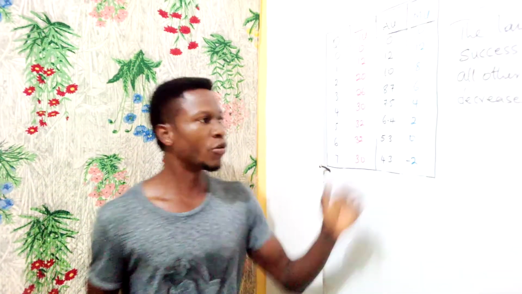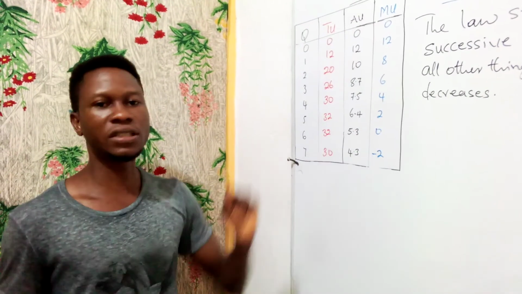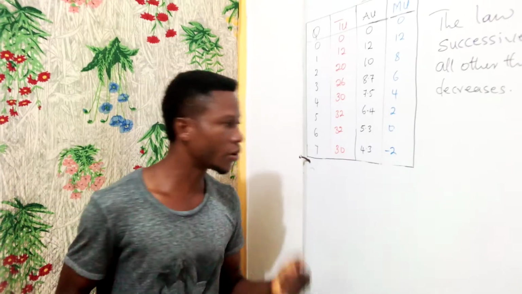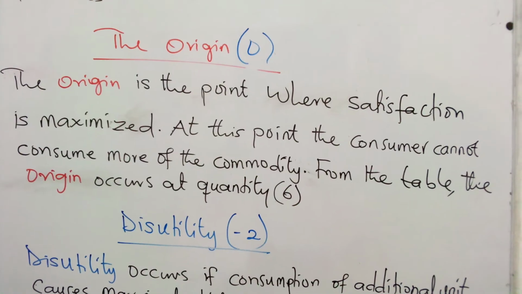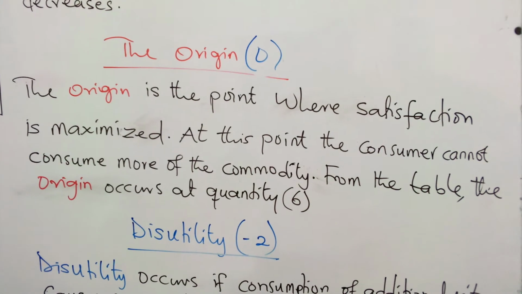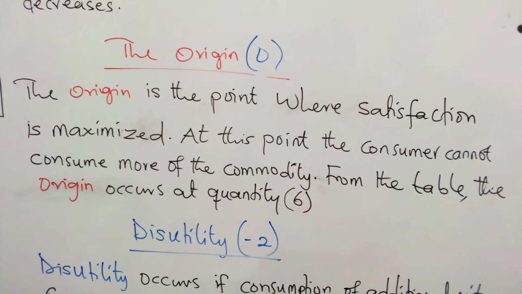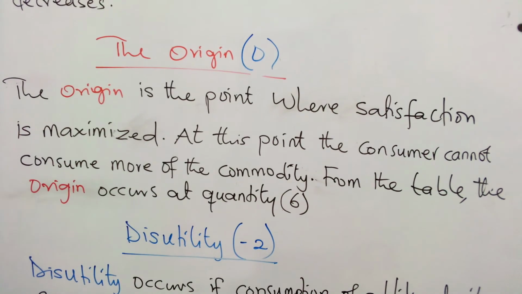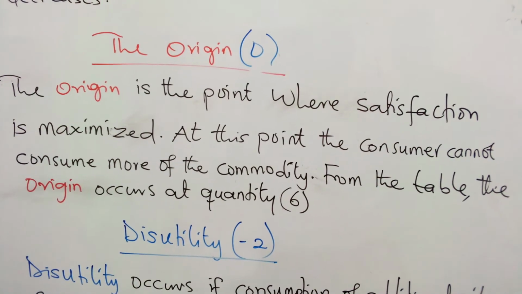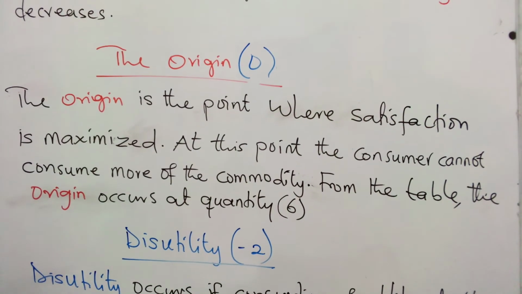Is that right? And we want to now move on and look at the origin, what the origin means. Is that clear? Okay. So the origin is a point where satisfaction is maximized. At that point, the consumer cannot consume anything again. You said at this point the consumer cannot consume more of the commodity.